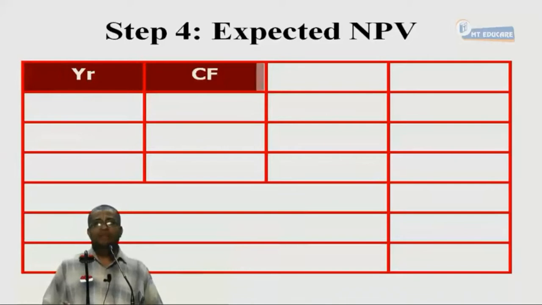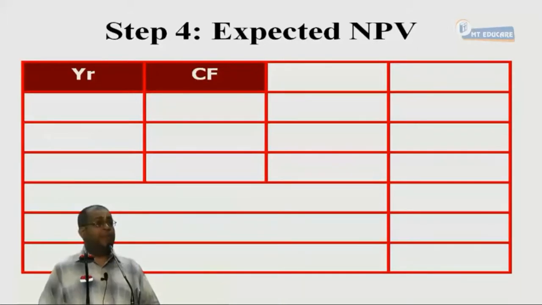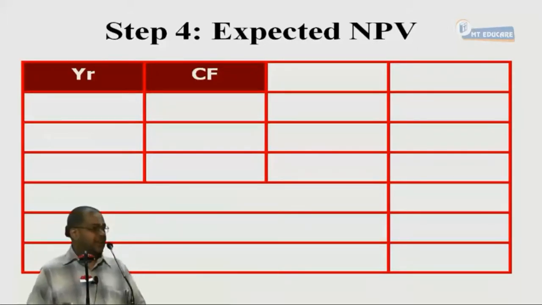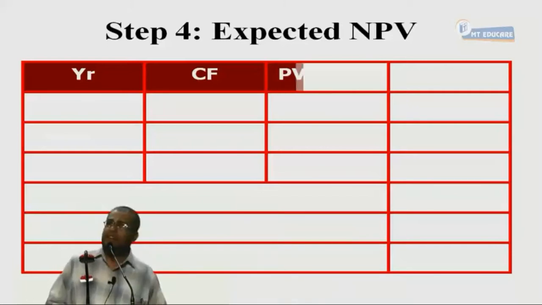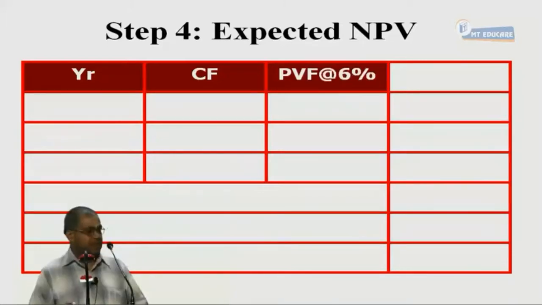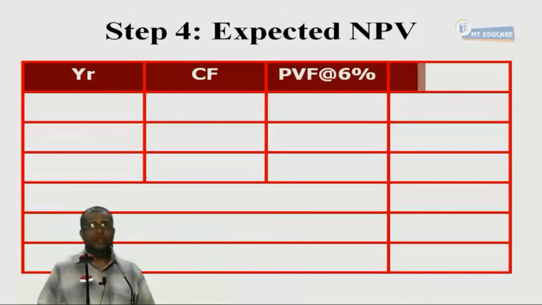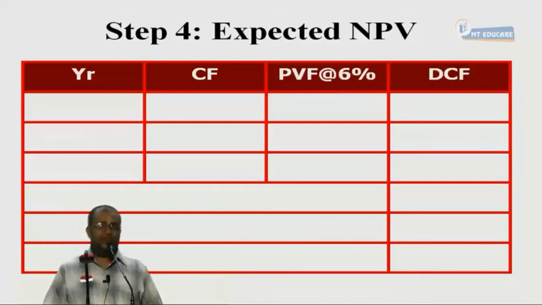Here, cash flow, present value factor at what percent? 6% is what? High risk, average risk, no risk. No risk. I should not bring in risk unless I find out the standard deviation. Yes or no? Now, the original Hiller's model, discount at what rate? Risk-free rate. PVF at 6%, present value factor at 6%, and then discounted cash flow.